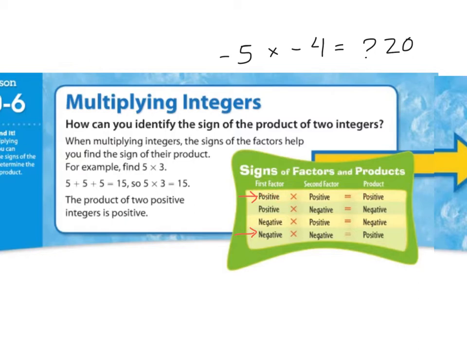If the first factor is positive, such as 5, and the second one is positive, like 3, then the product will also be positive, like 15. But the other rule I want you to see is if the first one is negative, like negative 5, and the second one is negative, like negative 4, the answer will also be positive. So what sign is this 20? It's actually positive 20, or you don't even need a sign there at all. It's just 20. Now these rules aren't meant to be confusing, but if you remember that if both are the same, both negative or both positive, then the answer is positive. If they're different, it's negative.